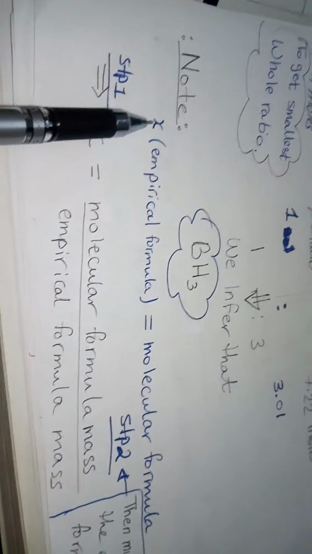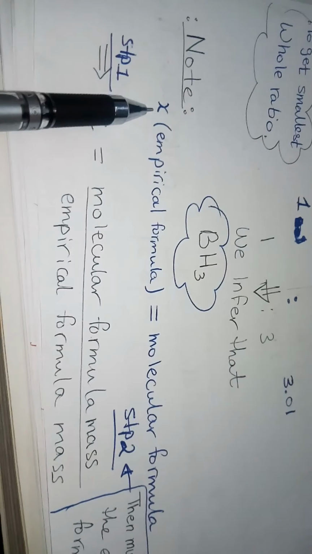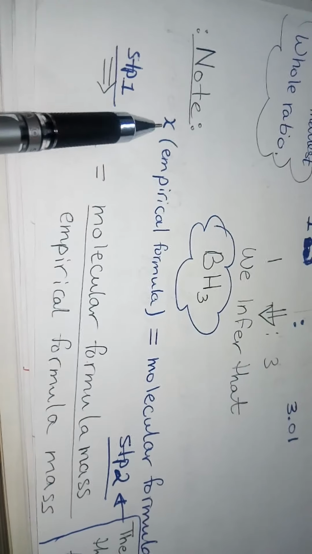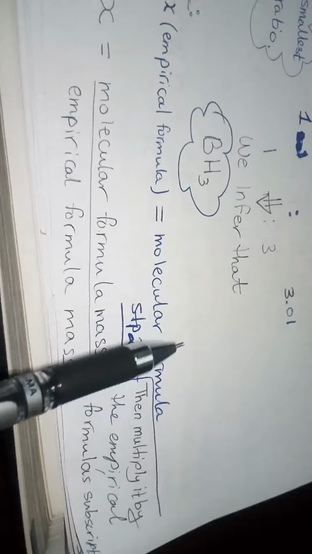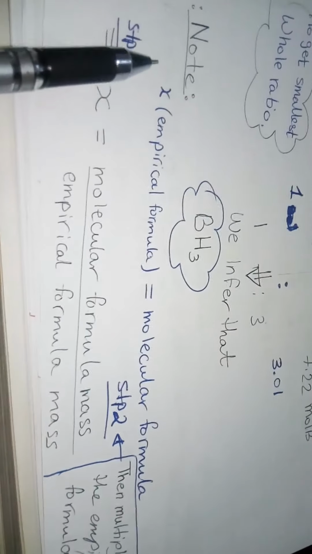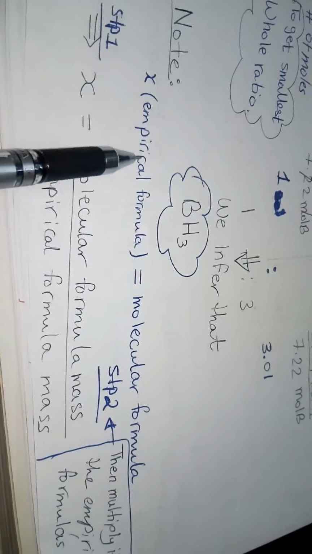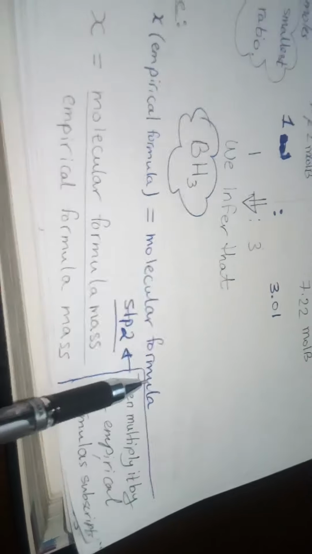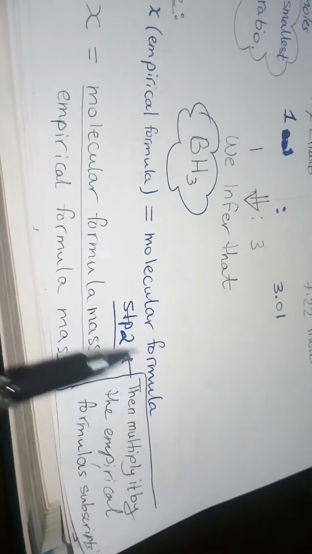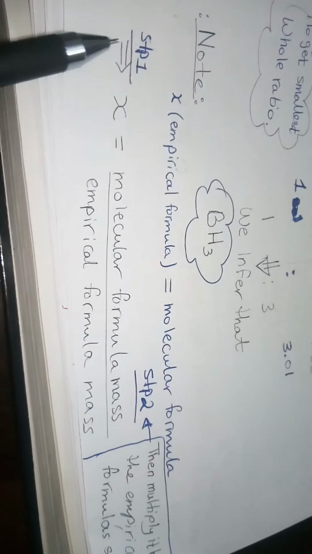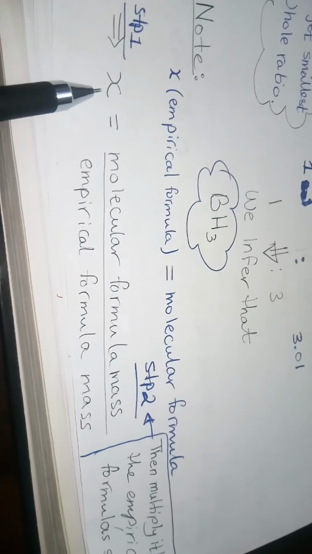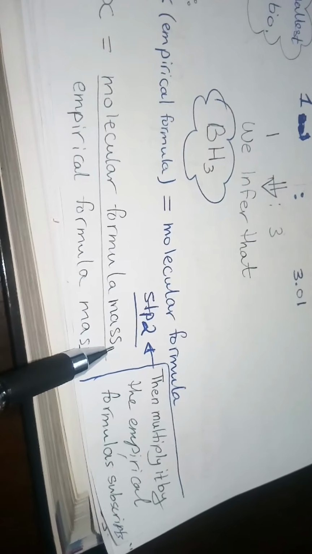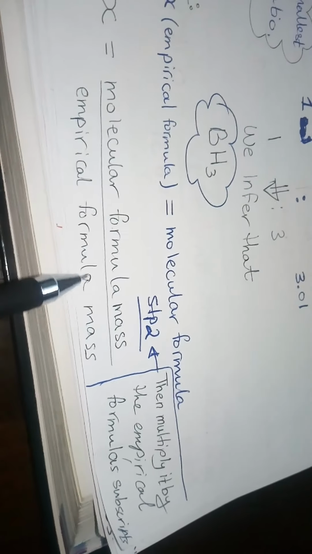So X is just when you multiply by 1 or 2. So it's an integer, okay? X is a positive integer. So basically, if I know X and my empirical formula, I can find my molecular formula. And we're going to give you another example on how to work these out. The first step is to find X. Now, X is given by this formula: molecular formula mass divided by empirical formula mass.